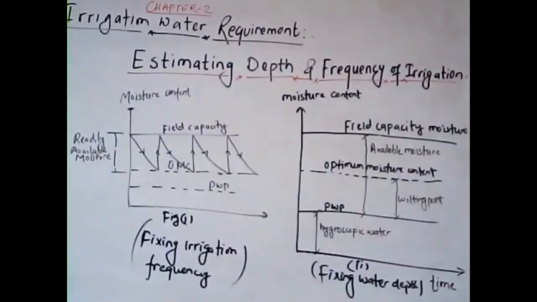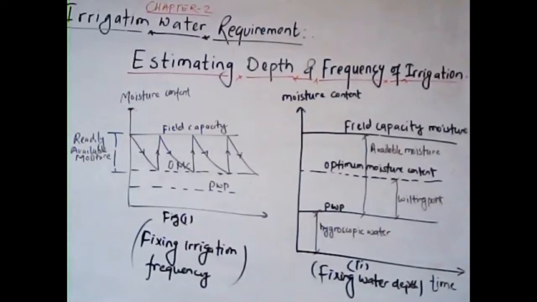Now the next one is to estimate the depth and frequency of irrigation. Okay, so this is a very important section of this chapter in which we have to estimate the sufficient depth and frequency of irrigation. Water or soil moisture is consumed by plants through their roots. It therefore becomes necessary that sufficient moisture remains available in the soil from the surface to the root zone depth. The irrigation water should be applied as soon as the moisture falls to the optimum level.